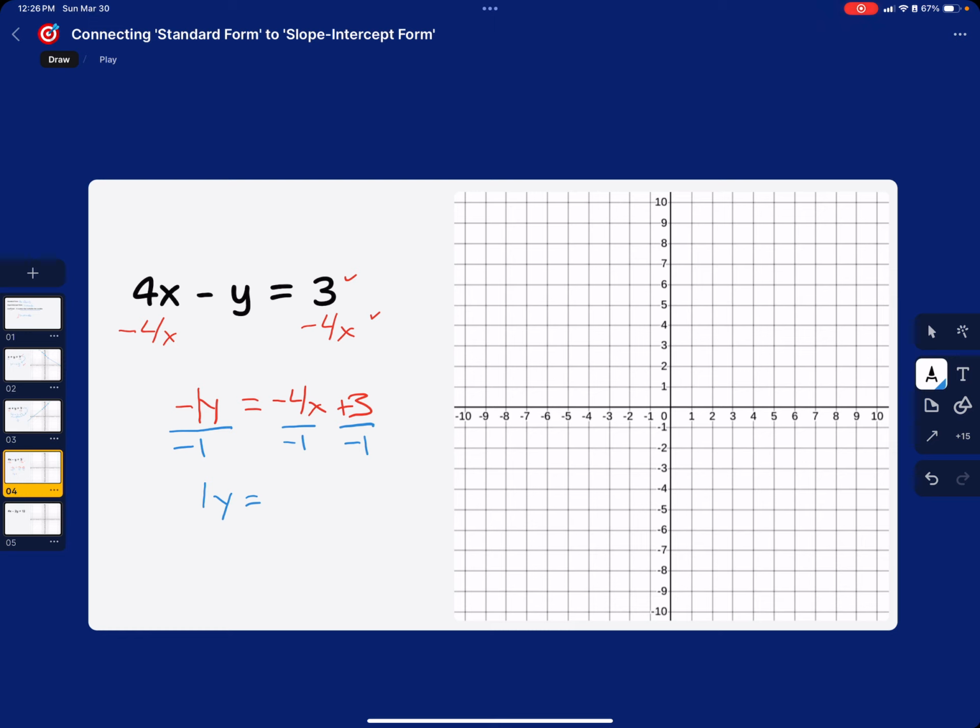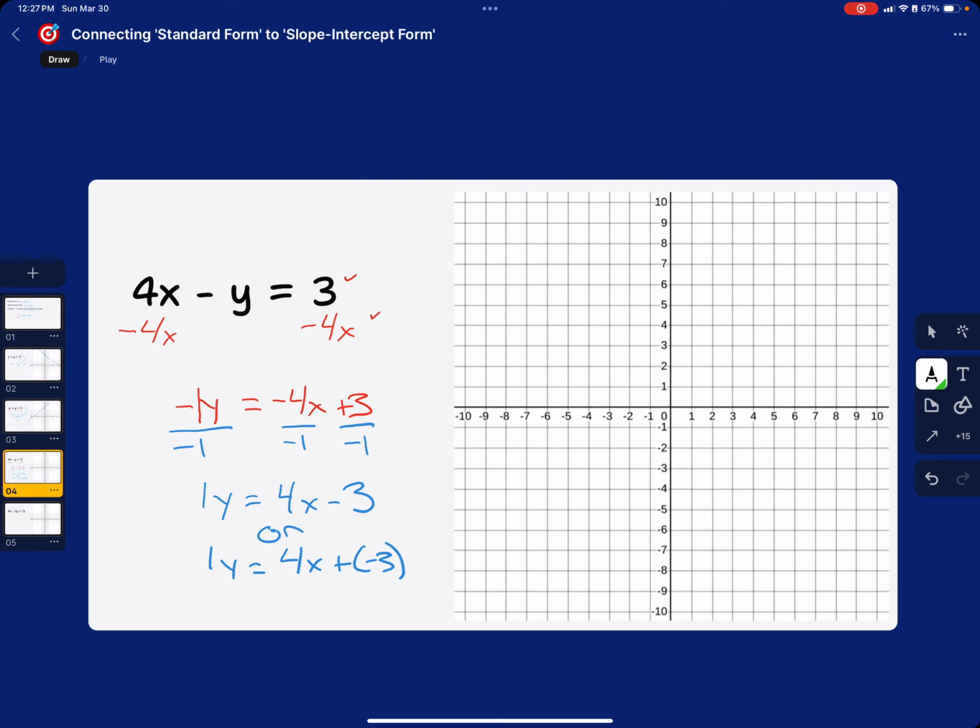So negative 4x divided by negative 1, a negative divided by a negative equals a positive. And then positive 3 divided by negative 1, positive divided by a negative equals a negative. And we could put the negative sign right in the answer. Or, okay, you can also do, instead of minus a positive, you can add a negative. So either way is correct. So now we always want to double check. We want to make sure our y value is positive 1, which it is. And now we want to graph this.